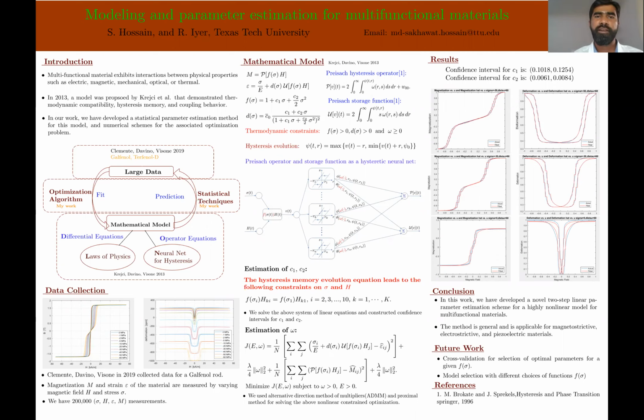So in this work, we have developed a novel two-step linear parameter estimation scheme for a highly nonlinear model for multifunctional materials. And this model is general, so it is applicable for magnetostrictive, electrostrictive, and piezoelectric materials. So in future, we'll do cross-validation for selection of optimal parameters for a given function f of sigma. And we'll also make model selection with different choices of functions f of sigma.